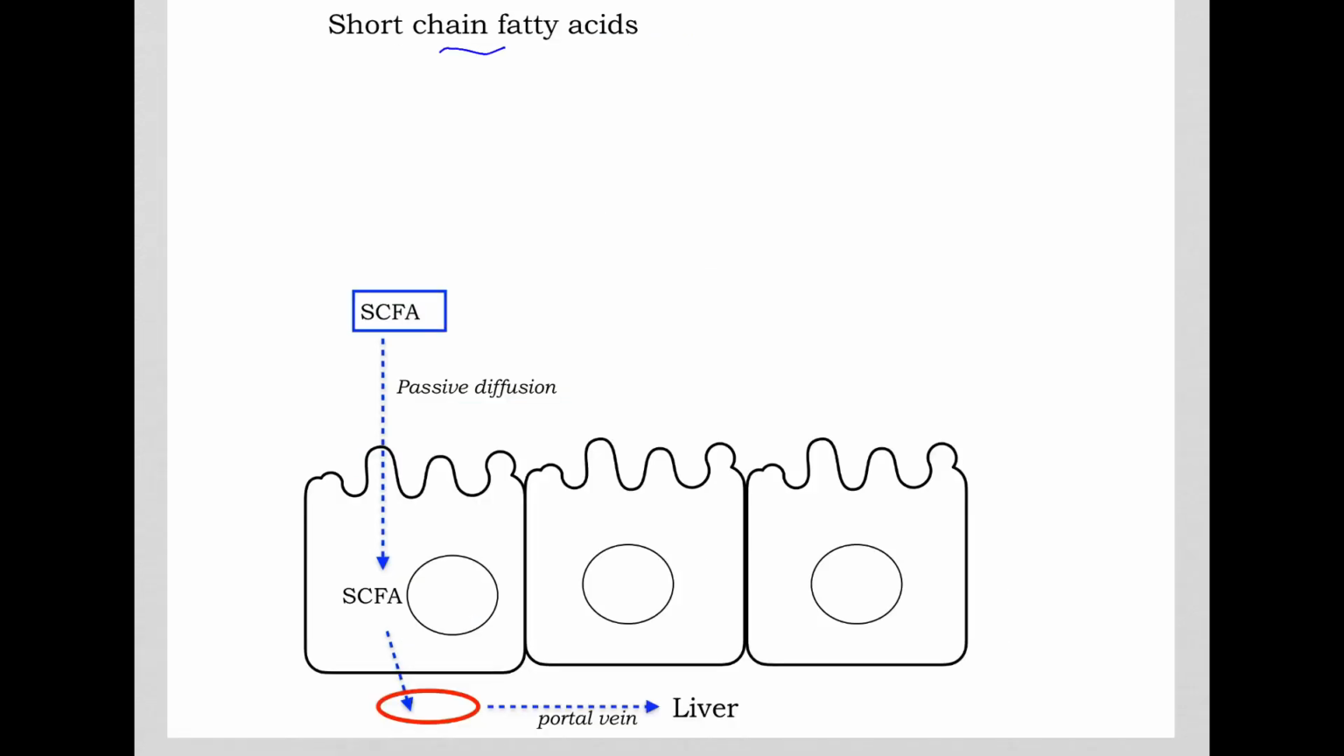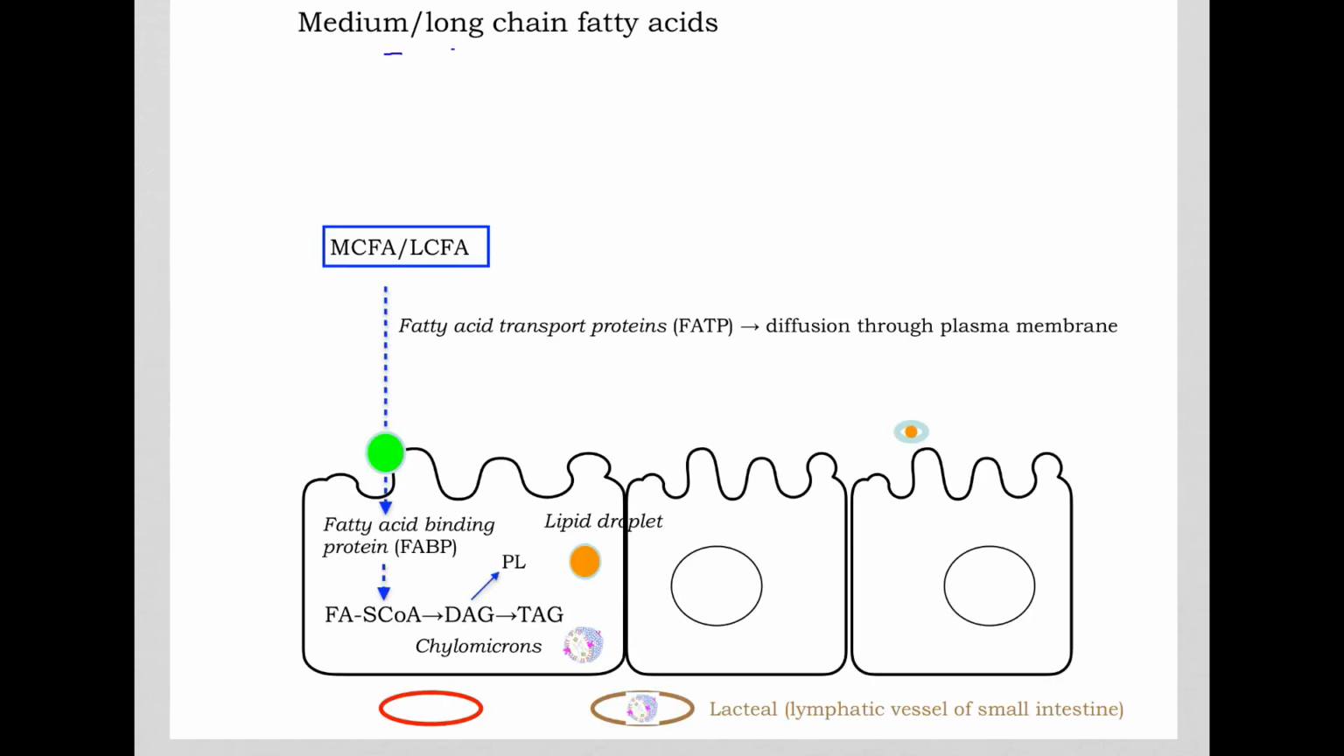The short-chain fatty acids are believed to simply enter the enterocytes by passive diffusion, and then from there enter the portal vein, and the short-chain fatty acids are exported to the liver. The medium and long-chain fatty acids bind to the fatty acid transport protein, FATP, and then once they are bound, they're believed to diffuse to the plasma membrane and enter the cytoplasm. And in the cytoplasm, they will be bound by proteins such as fatty acid binding protein.